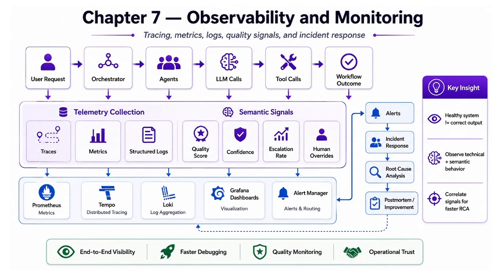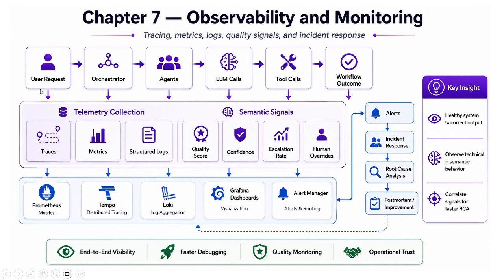And then we have the general observability and monitoring architecture here, which are basically ways of collecting tracing, metrics, logs, quality signals, and incident response in multi-agent orchestration design. Then at the top layers, we have the general architecture, which is user request to orchestrator to agents to LLM calls to tool calls and to workflow outcome.